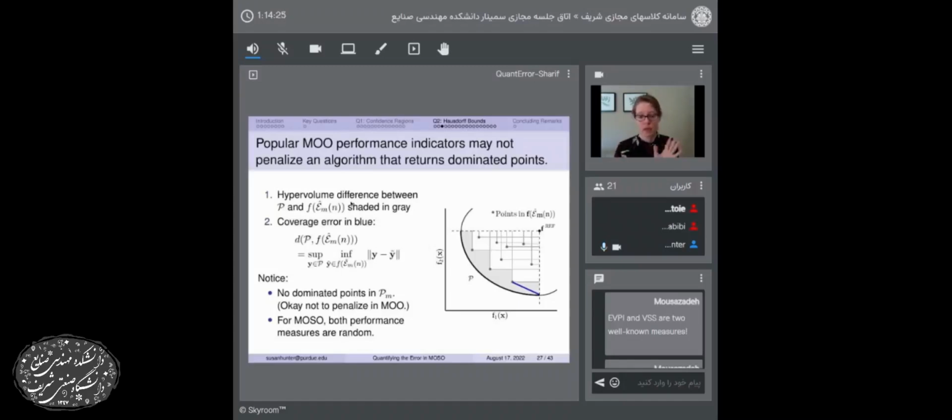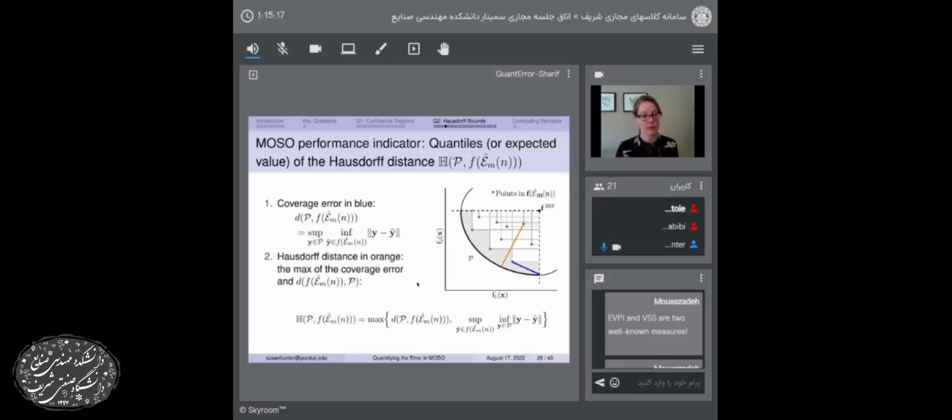So, popular metrics: hypervolume difference, this is shaded in gray. This gray shading does not change whether these points are here or not. And in a multi-objective context that's deterministic, by and large, they won't be there. So this is not a critique of multi-objective optimization at all. They are doing exactly what makes sense. The critique is when we move into the stochastic setting, I'm not sure it still makes sense. I feel like these points should matter. The coverage error is in blue. That's the distance from the Pareto set to the true values in the estimated set. Here again, this coverage error is not accounting for the extra points in here. And of course, in the MOSO context, both performance measures are random.